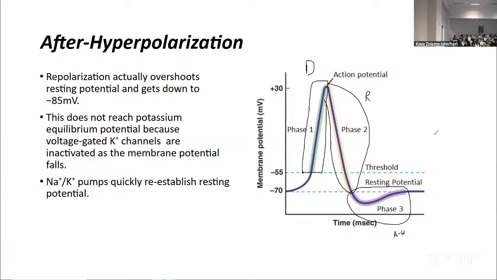All right, so that's about that overshoot, making sure that we have that explanation strictly down in our notes. That this is getting all the way down to -85, that we're not getting all the way to potassium equilibrium potential, because eventually those potassium channels are getting inactivated and we have a sodium potassium pump reestablishing our resting conditions.